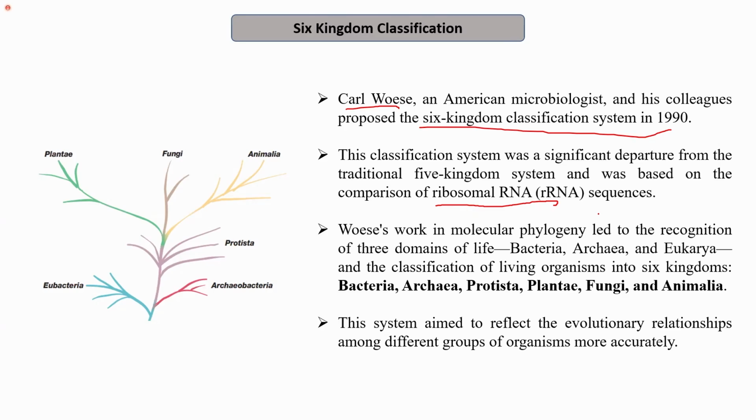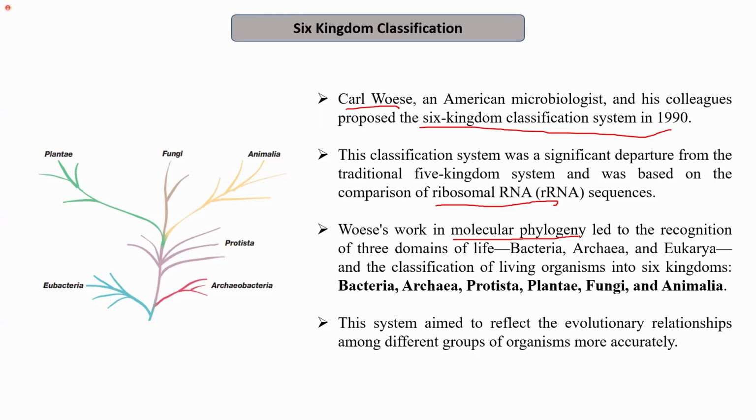So more closely related organisms, which are phylogenetically more related and have the same evolutionary history, were placed into a similar kingdom. So basically, the work is based on the molecular phylogeny. Molecular phylogeny is interpreting the evolutionary history based on their molecular sequences.